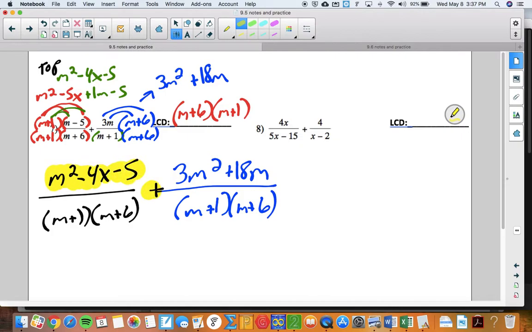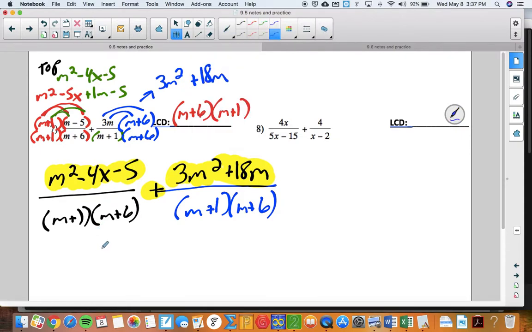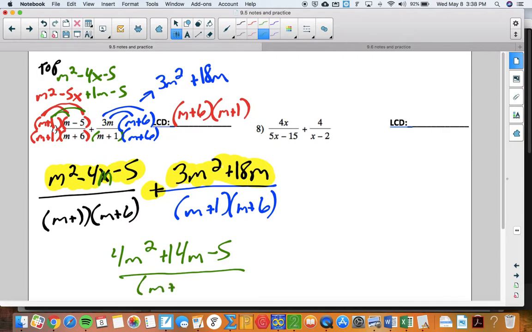Woohoo! So I'm adding this, combine like terms. I can only combine m squared with m squared, so I get 4, but I use a different color, 4m squared. Combine the m's with the m's, you get positive 14m. Combine the numbers with the numbers, there is no number to combine with negative 5, so there we are.